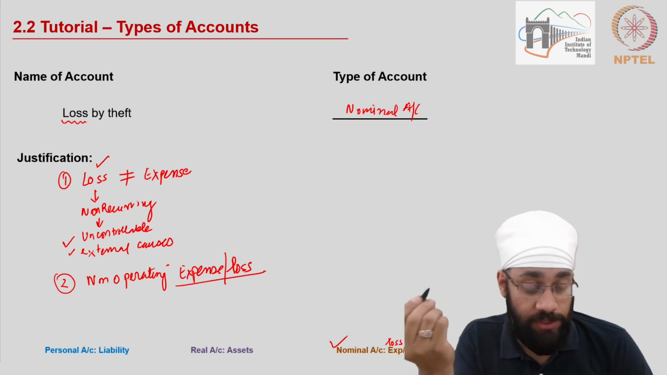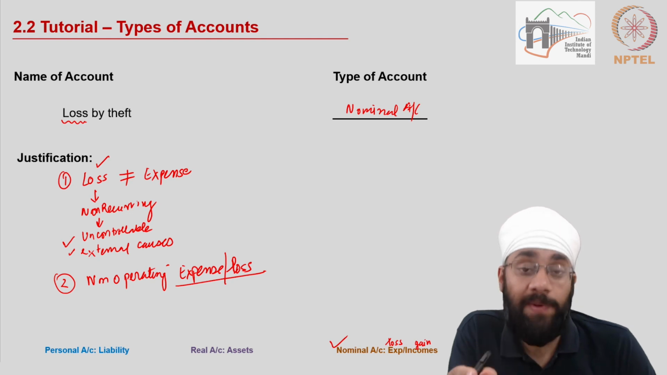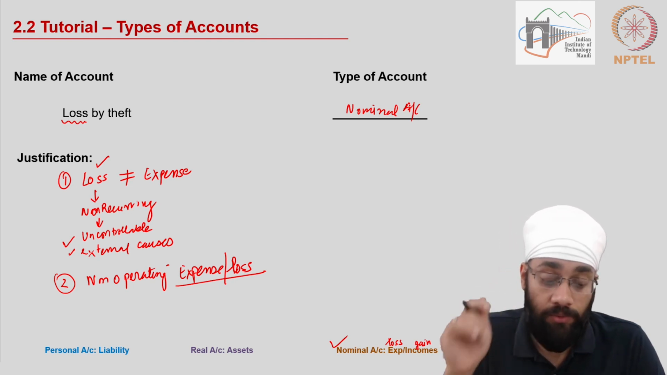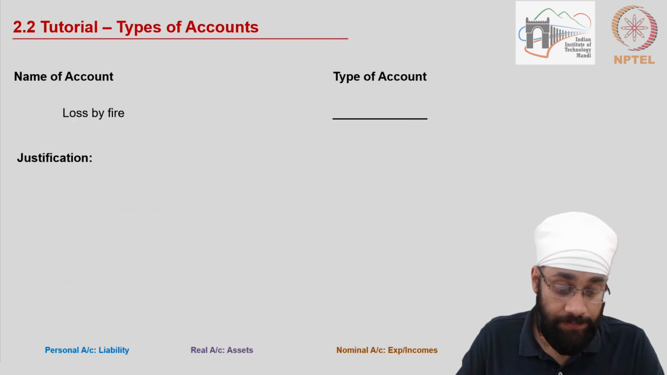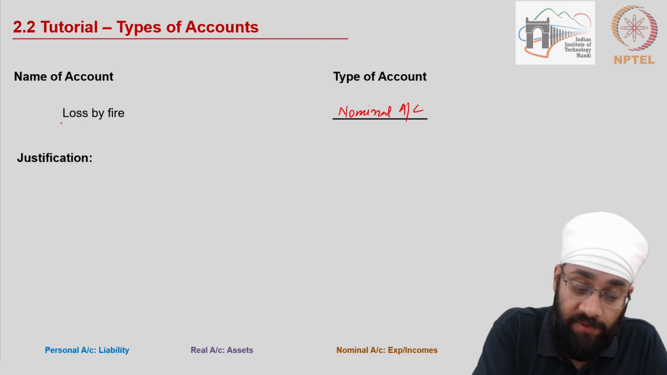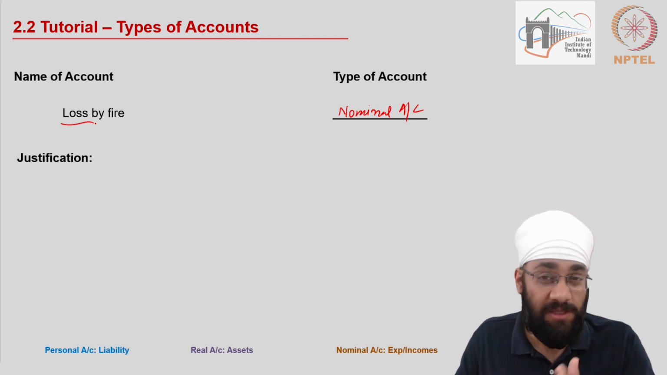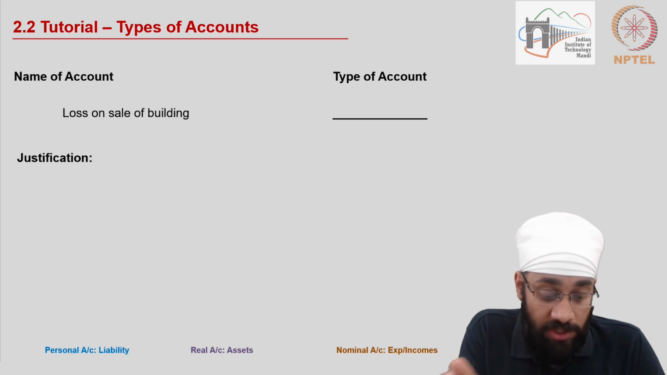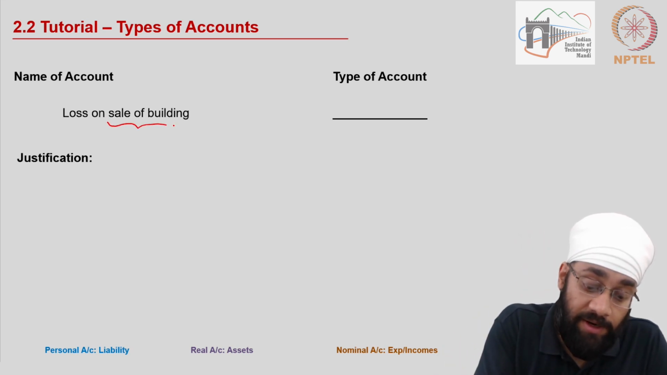Nominal account, which is what is more important. So any expenses or losses are going to be treated as a nominal account. Loss by fire, same. I'm not going to explain this. So this is nominal account. This is non-operating expense slash loss. Loss on sale of building. What is loss on sale of building?